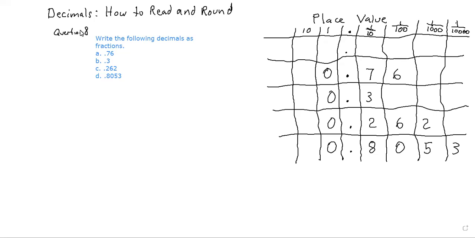Question number 8, which has been requested by our students. All right, so let's go ahead and get this started. The question states, write the following decimals as fractions, and it gives us 0.76. What we have to remember is the place values. When we're writing out a decimal, each digit has its own place value.